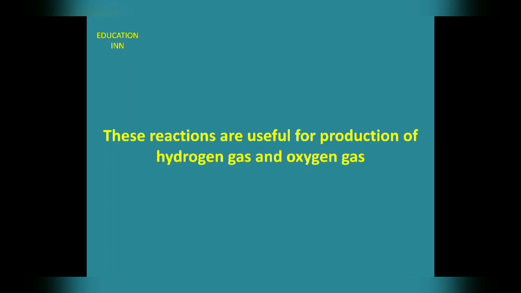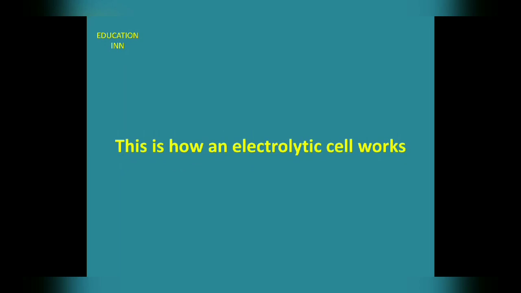So you can see here what is the difference when molten salt is used and when aqueous solution of salt is used. So these reactions are useful for production of hydrogen and oxygen gas. This is how an electrolytic cell works when salt is in fused form and when salt is in aqueous solution form.